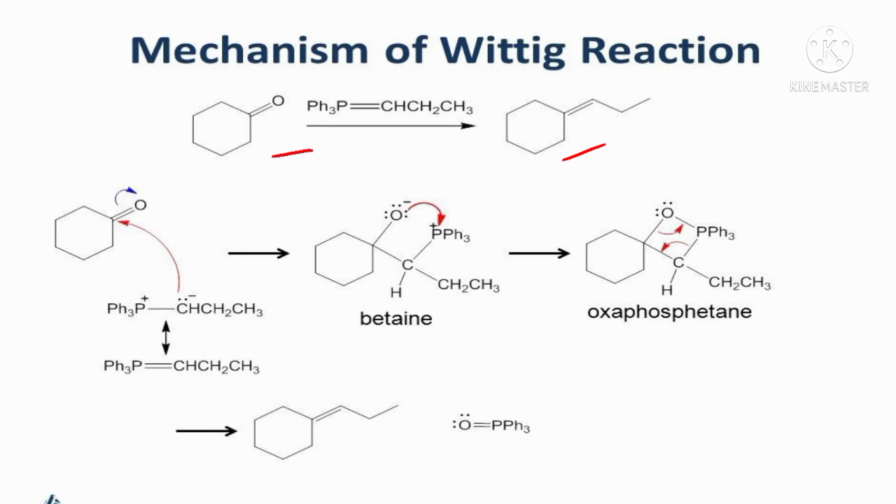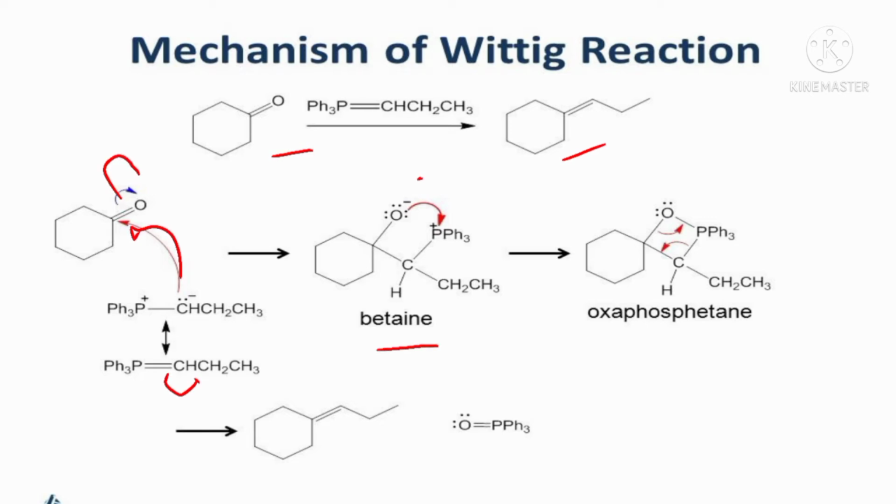First, the phosphorane is converted into the phosphorus ylide. Here this bond delocalizes to form CH2 minus, and phosphorus carries a positive charge. This is the phosphorus ylide. In the next step, the carbanion attacks the electron-deficient carbonyl carbon, and this bond reverts back. A carbon-carbon single bond forms, and oxygen carries a negative charge. This is the formation of betaine.